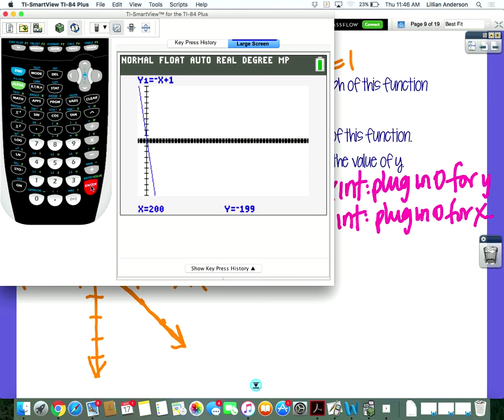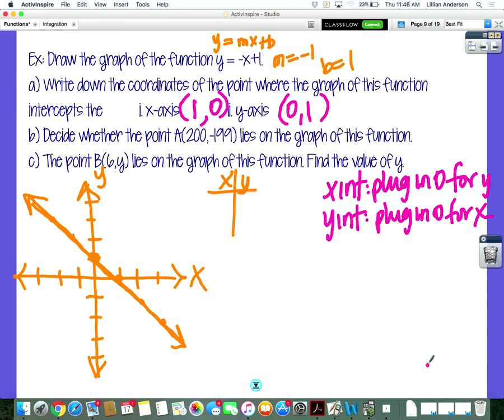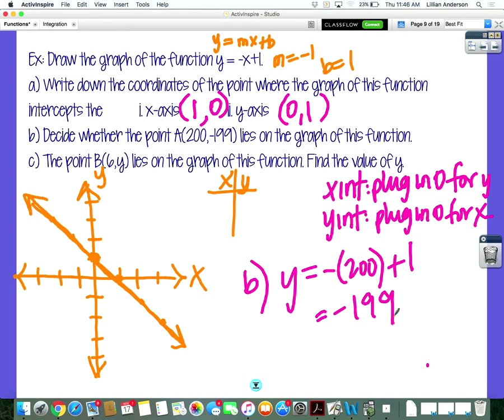Here we go. Could do it that way as well. Or, what do you think? What's the algebraic way to figure this out? Plug 200 in for x and see if you get negative 199 for y. Negative 200 plus 1? It is negative 199. That's actually what you will have to do for part C.